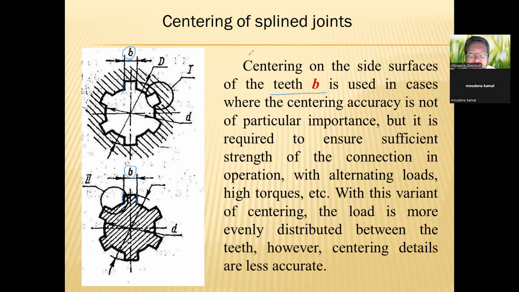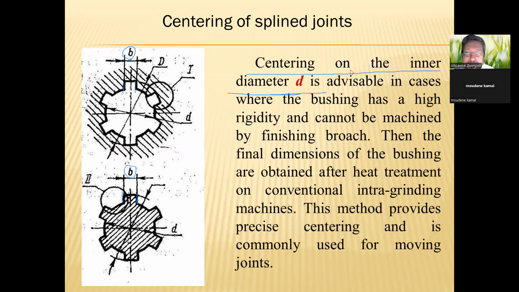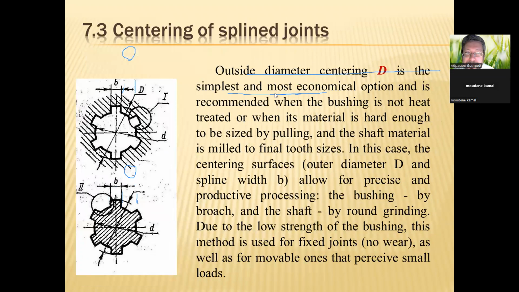So you should write down to your notes 3 types of centering of splined joints. Centering on the side surfaces of the teeth, centering on the inner diameter, small d, and outside diameter centering, big D.